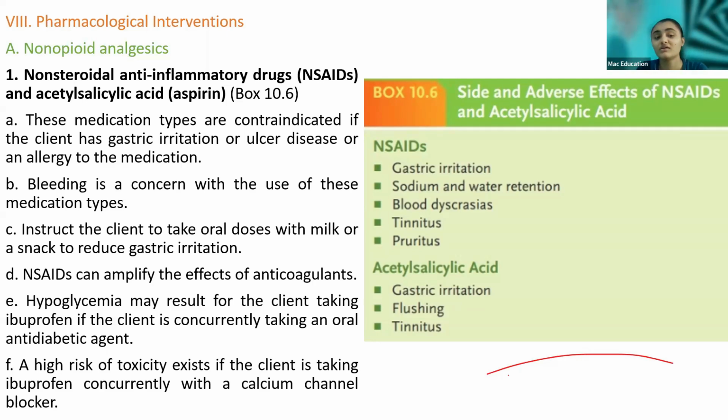Why? Because they cause gastric irritation, and it will increase the bleeding risk. Yes, so we cannot give these medications to patients who are experiencing gastric irritation or ulcer disease or allergy to NSAIDs or aspirin. Bleeding is the concern with the use of this medication type. Bleeding is the major concern.